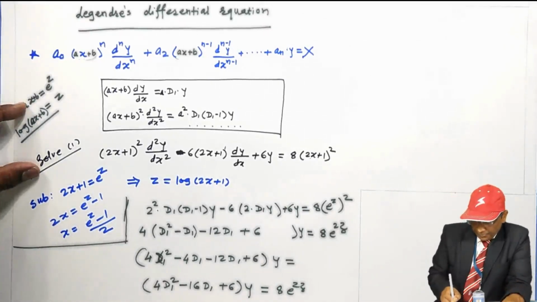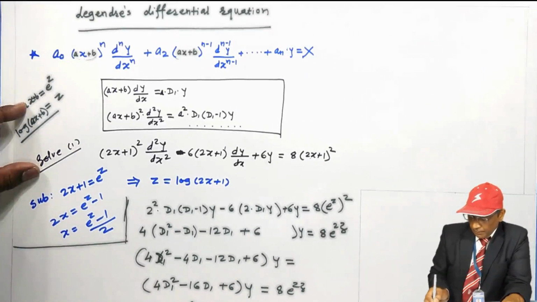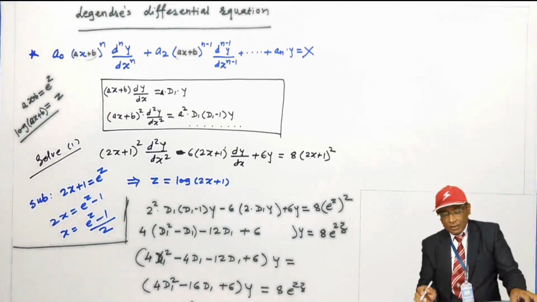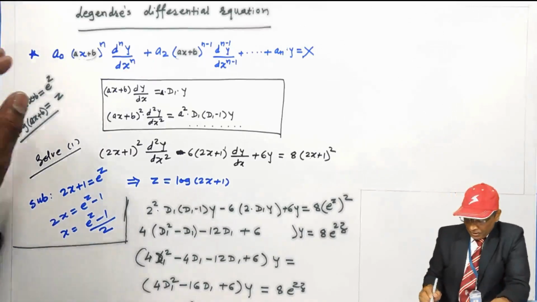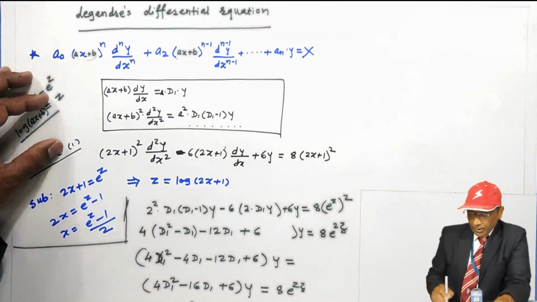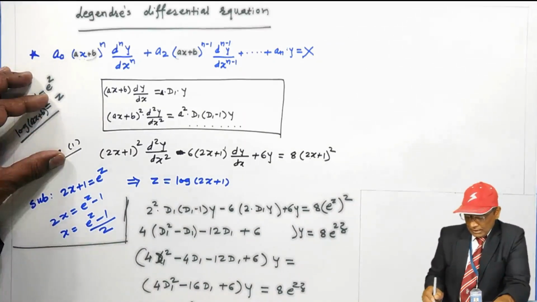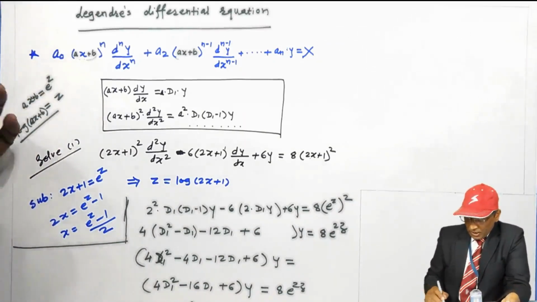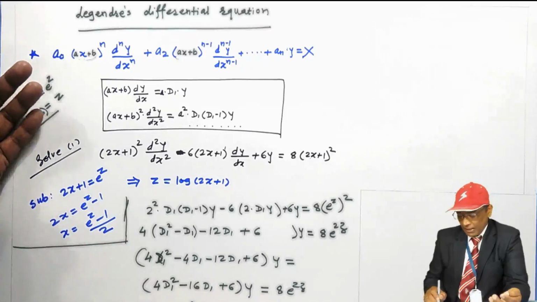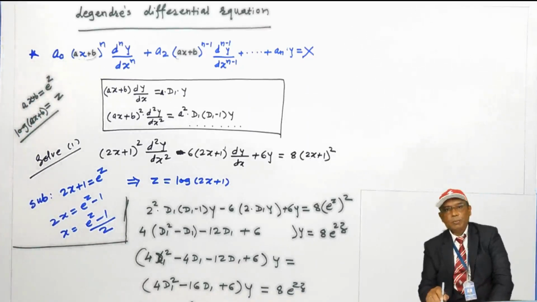Auxiliary equation: 4D1 square minus 16D1 plus 6 is equal to 0. Try to find out the values of D1. How do you get the values of D1? There are 2 values of D1. You can directly use the calculator and get the values. Here we have 6 and 4, 24, and the addition of these should be minus 16.